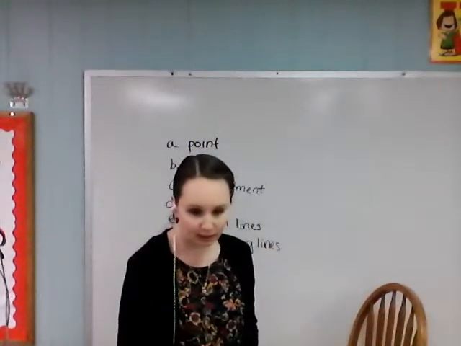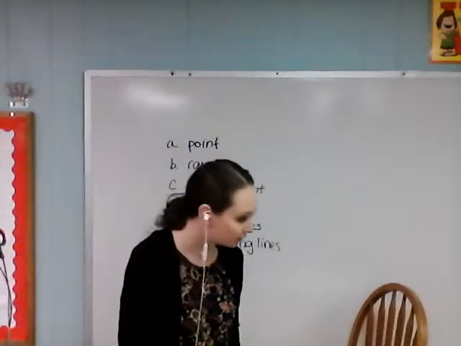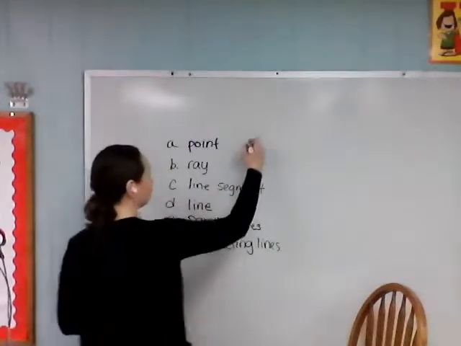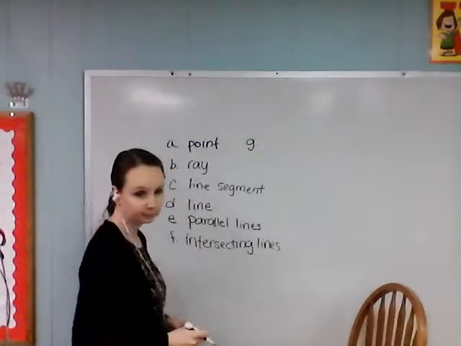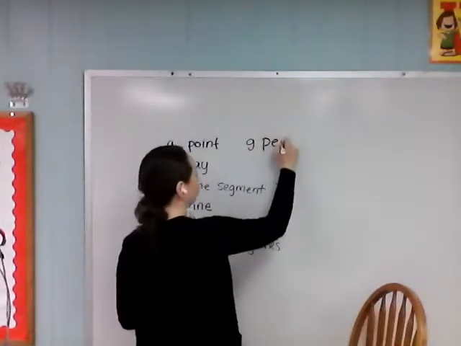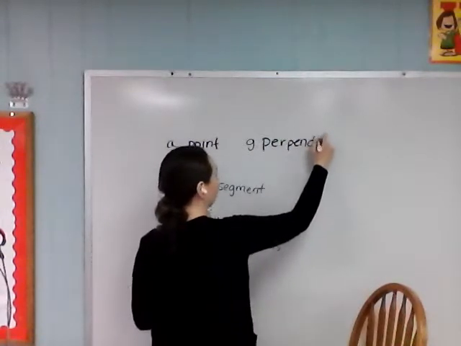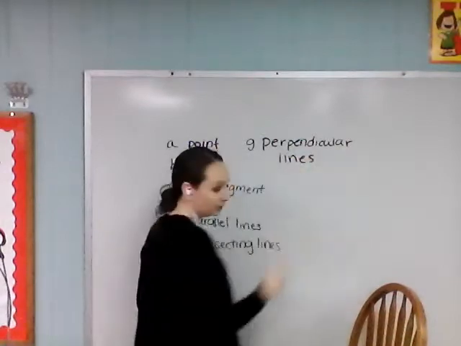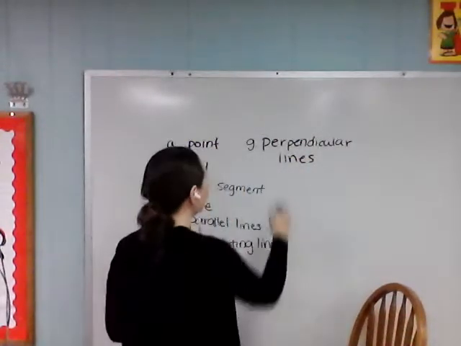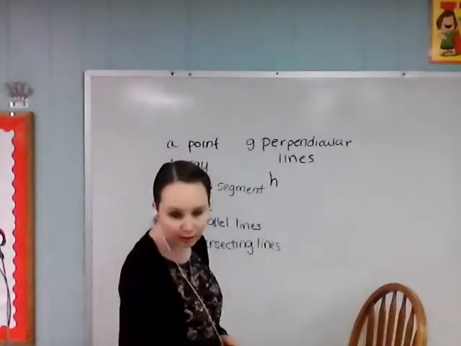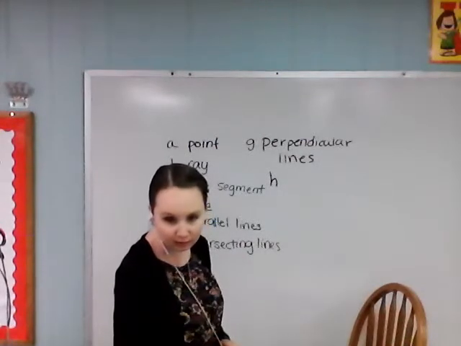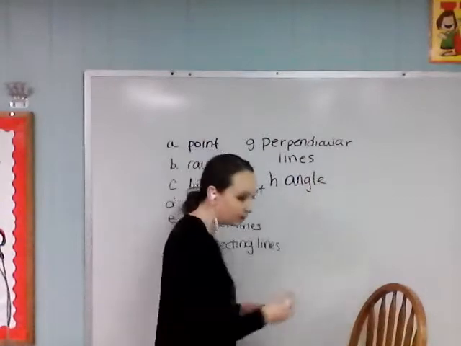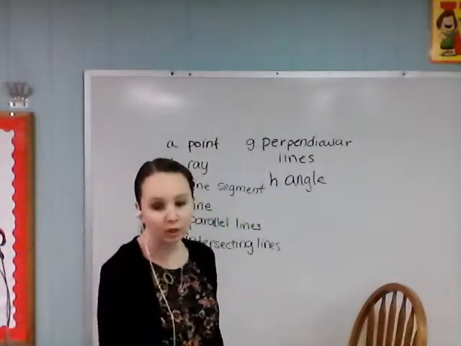Okay, let's see. Katie, do G for me. What kind of lines are those? Very good. Perpendicular lines. Make sure you spell that correctly. Perpendicular lines. And then H, the last one, Victoria, what is that going to be? An angle. Very good job. So make sure you have these written down. Make sure you have it spelled correctly.